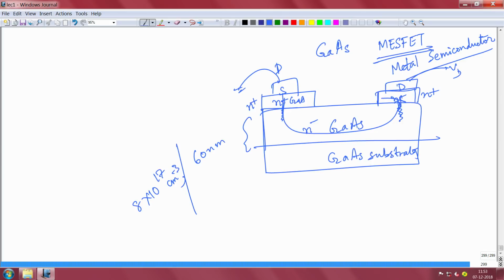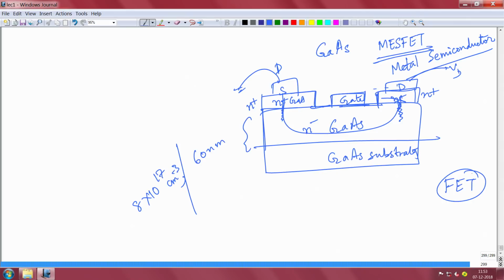You just etch it away over here, and you put a gate here. You etch away this region, because the gate you don't want to put on N plus, otherwise the gate will leak. The whole premise of a field effect transistor is that the gate should not leak, it should be an insulating gate. So the gate will deplete this area, no?